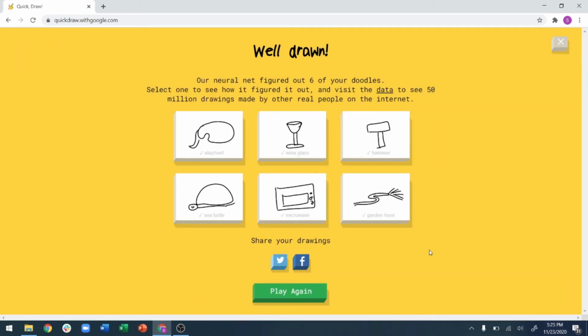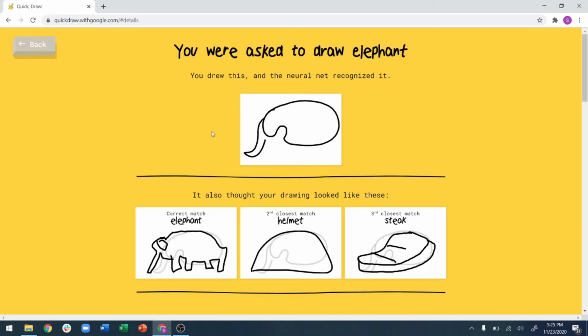Okay, and these were all the examples that I had. So the system was able to guess correctly. Now let's see if I had drawn something else. So why was it able to say that this is an elephant when I drew it?